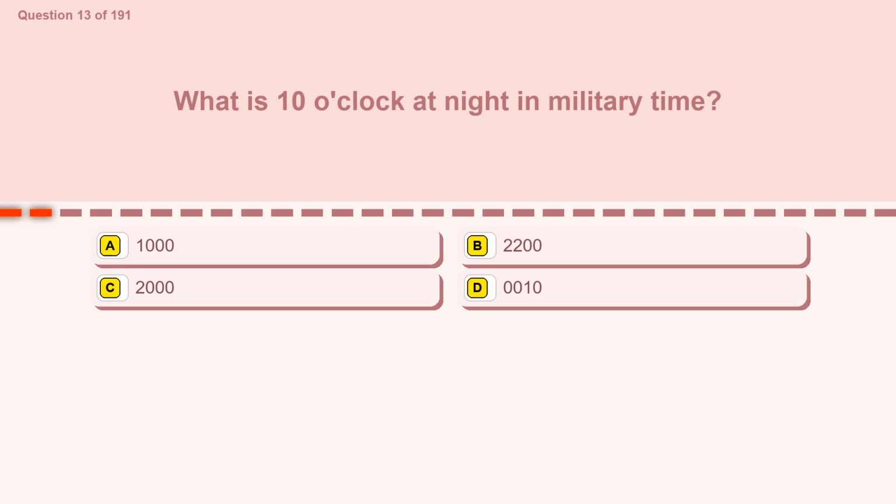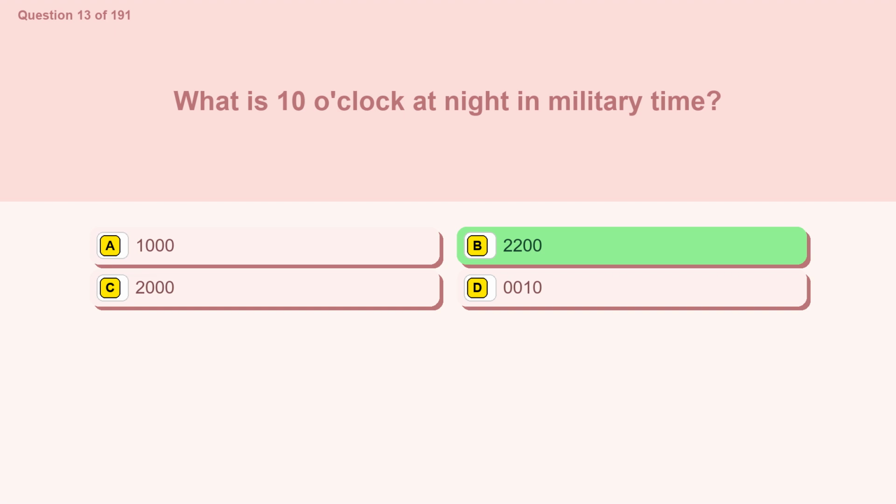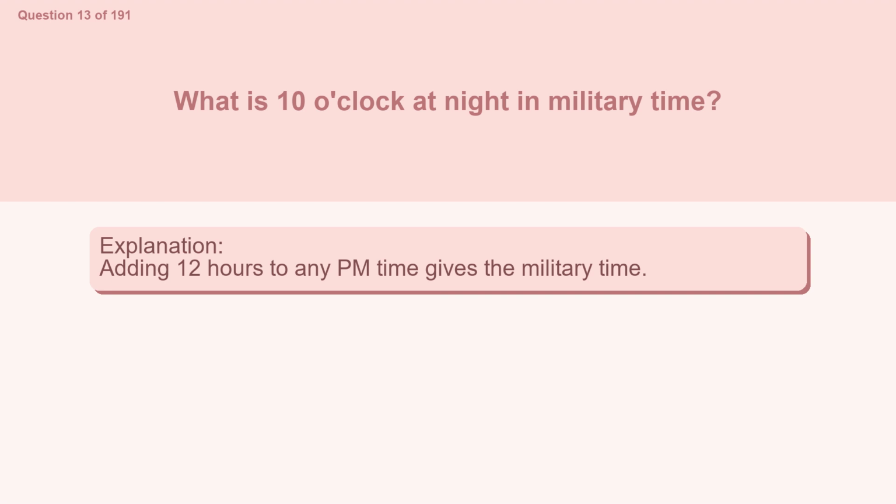Question 13. What is 10 o'clock at night in military time? Option A, 1000. Option B, 2200. Option C, 2000. Option D, 0010. The correct answer is option B, 2200. Adding 12 hours to any PM time gives the military time.